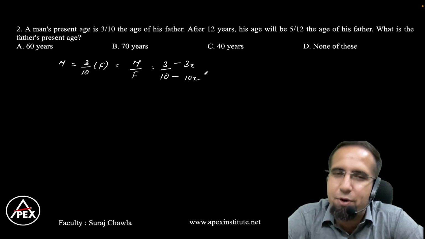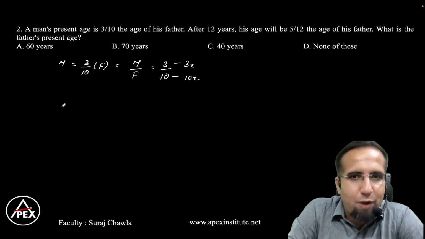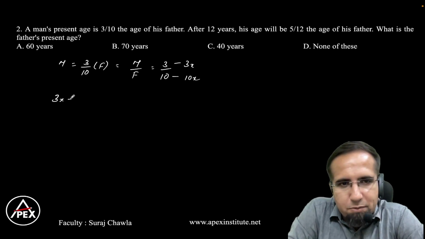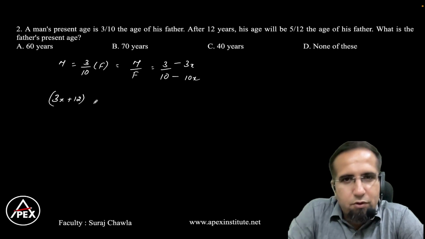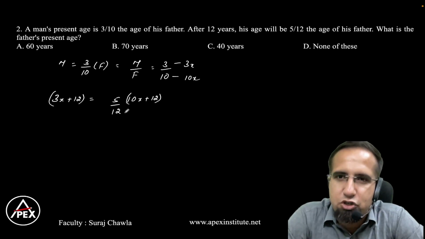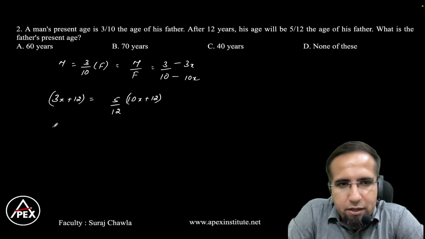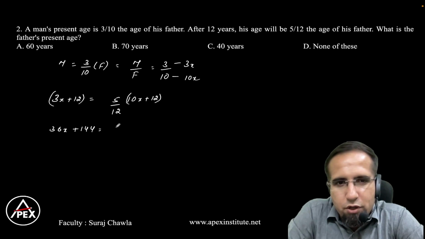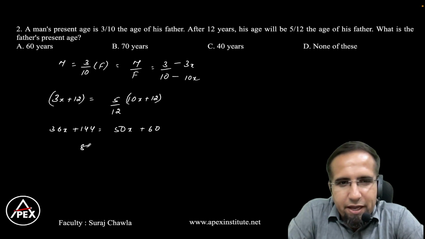without going deeper into the question. Now after 12 years, the man would be 3x plus 12 and the father would be 10x plus 12. Now the question says that the man's age would be 5/12 of his father's age. So when I cross multiply, this gives me 36x plus 144 is equal to 50x plus 60, or we get 84 is equal to 14x, or we get the value of x is equal to 6.